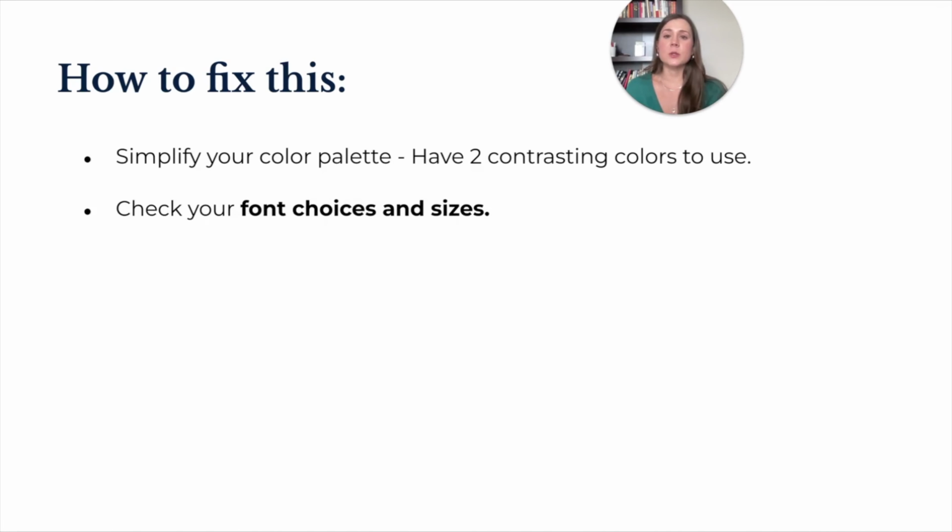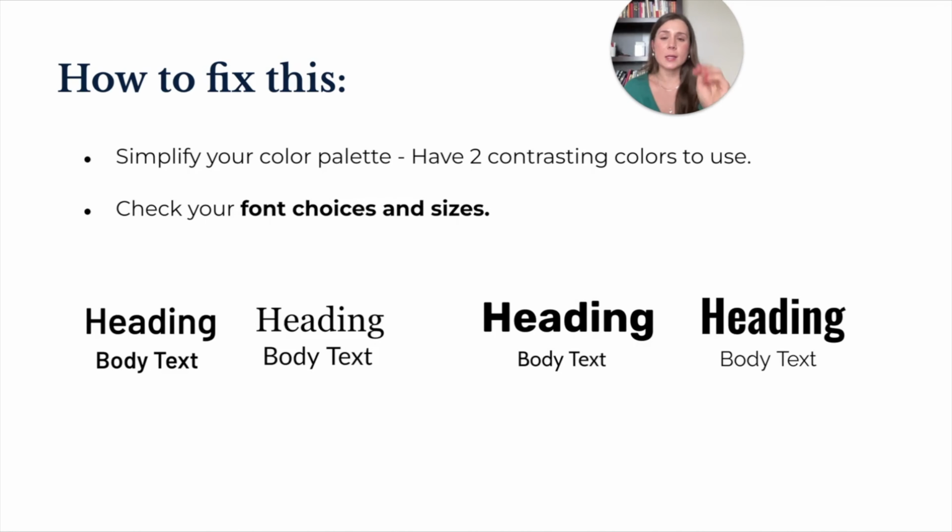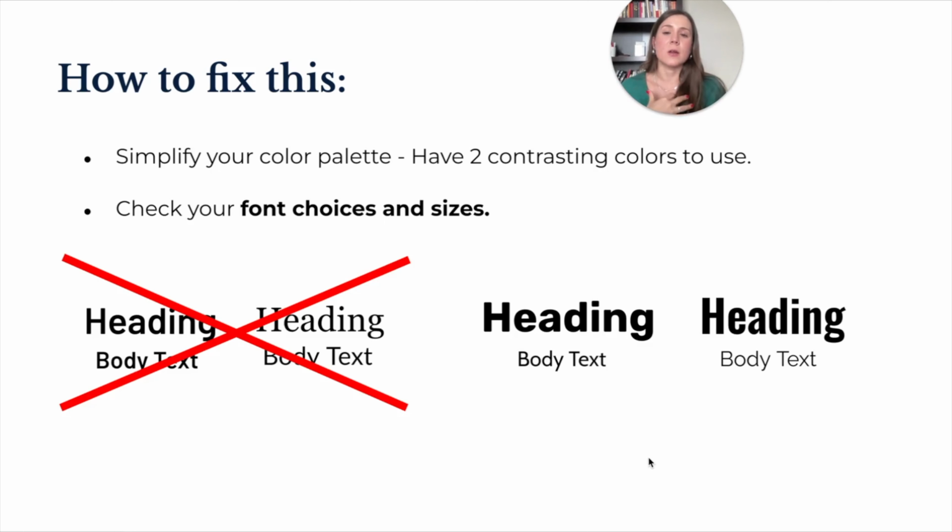Now, the second thing we can do is check your font choices and sizes. You can see that the size of our headings, the boldness of our headings against the choices we make with our body text makes a huge difference in separating the two from each other, making things a lot more skimmable and readable for your audience. So you can see the ones over here on the left-hand side, there's difference in sizing, but the contrast isn't as obvious as the ones you see here on the right.